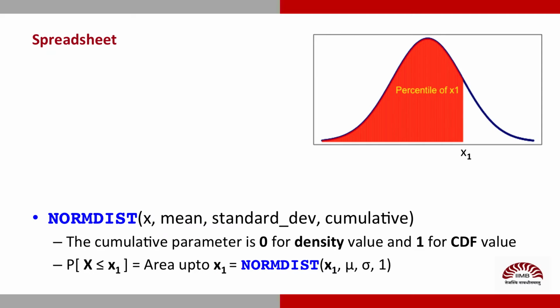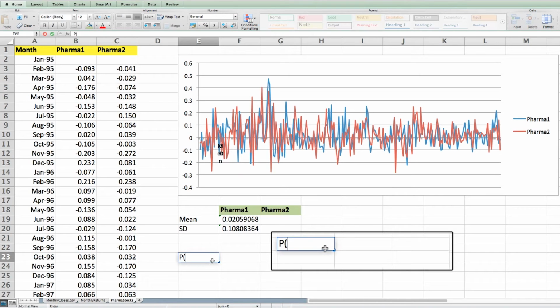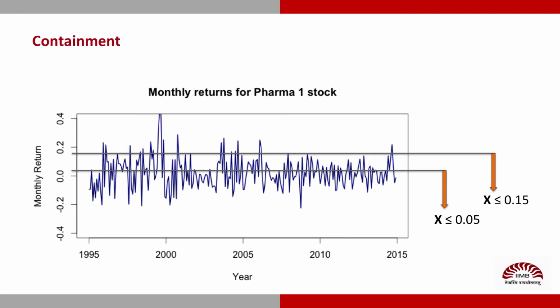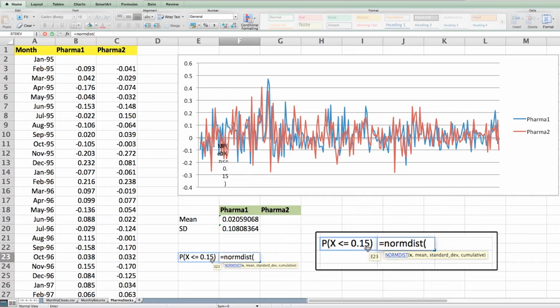There's a spreadsheet function called NORMDIST. Once we supply the parameters, we have the answer. So over to our spreadsheet here. As you can see, these are the monthly returns, and I'm going to look at the probability that X takes the value less than or equal to 0.15, or 15% monthly returns for Pharma 1, of course, and that would be equal to NORMDIST of X, which is 0.15, the mean, which is to be found in this cell, the standard deviation to be found in this cell, and the cumulative flag is 1 for the area.